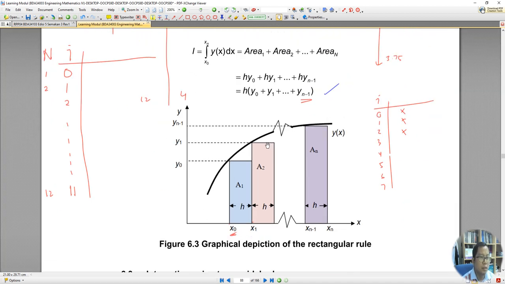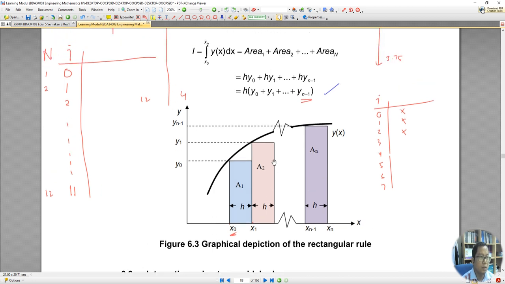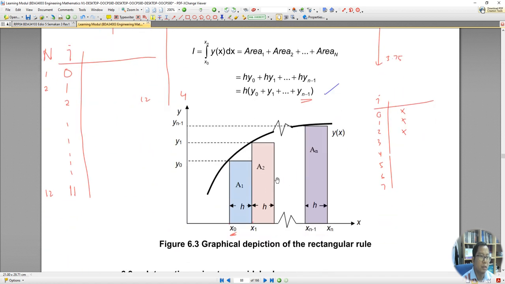So this is the graphical depiction of the rectangular rule. We have several rectangles, starting from A1, area 1, A2, area 2, 3, 4, and until An. An is the area of the final rectangle, n is the final number of this one. So this is the basic idea. So h is xn minus x0 divided by n, where n is the number of rectangles.